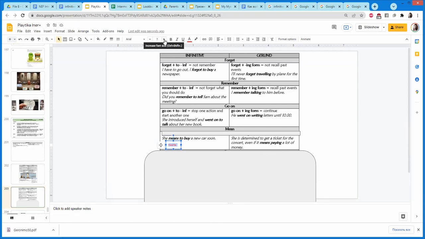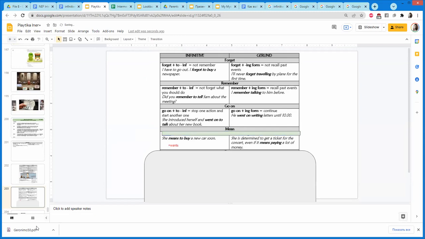So when you replace the word with another one, you can see the difference. She is determined to get a ticket for the concert, even if it means paying. Even if it means paying. Can you replace it with a similar word that will not destroy the meaning of the sentence? Any ideas? Come on, come on. Yura, Alina, Sasha, give me a similar word. Do you understand the meaning of the sentence, huh?